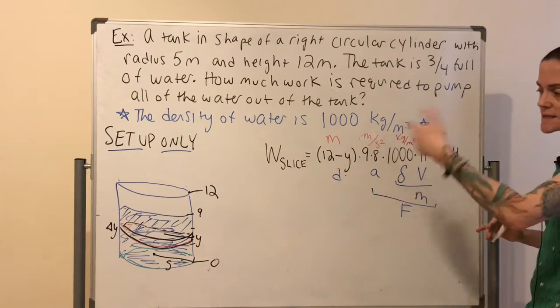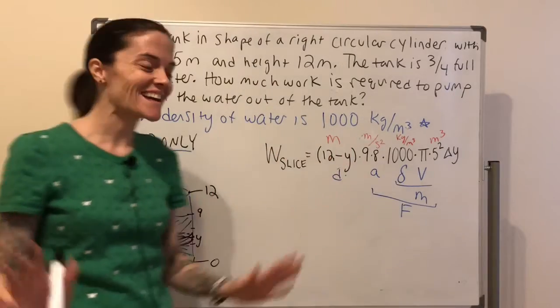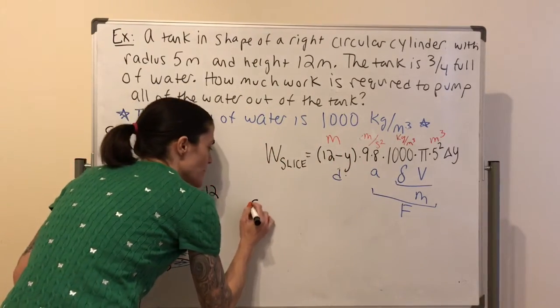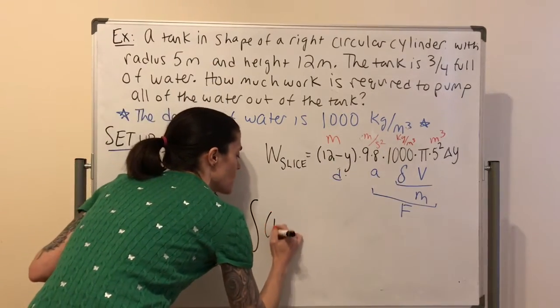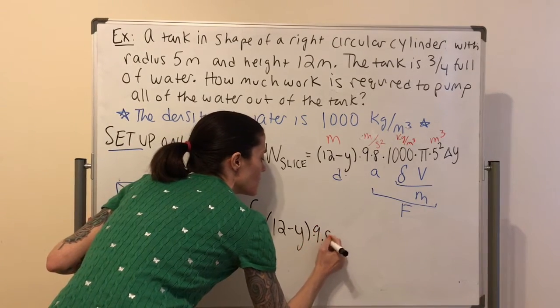This is the work for this slice. And just by calculating this, we can set up the correct integral. So first, let me just write the integral sign, and I will translate all of this. It would be 12 minus y. It'd be 9.8.